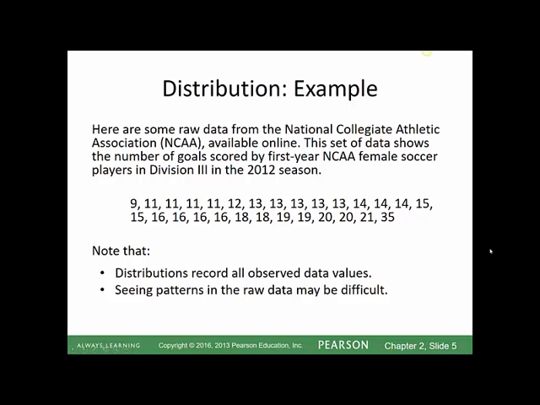So here's an example of a distribution that we can look at. This is data from the NCAA, showing the number of goals scored by first-year female soccer players in Division III during the 2012 season. Here's our raw data listed, and you can note it appears to be from smallest to largest, but it's still hard to really get an understanding for what's going on, trying to see patterns in this raw data. But distributions do record all observed data values.